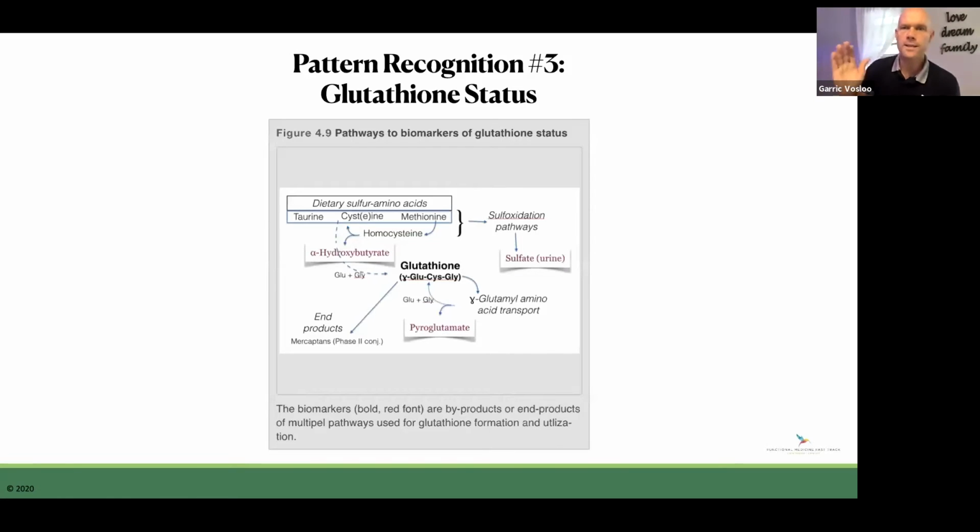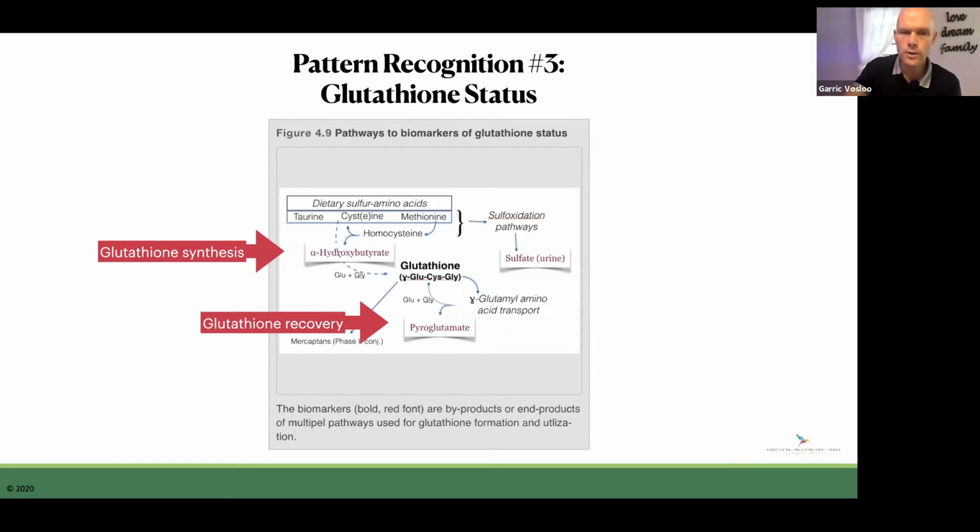So let's go on to pattern recognition number 3. I love this one because there's many different elements that we can connect, and we can bring genetics into this as well. But I'm going to simplify it down just to the organics. And this pathway is important. So first thing we want to look at, there's 3 markers that we're going to look at in this pattern, is alpha-hydroxybutyrate. So understanding where this fits into the glutathione status is that it is part of glutathione synthesis. That's important to understand.